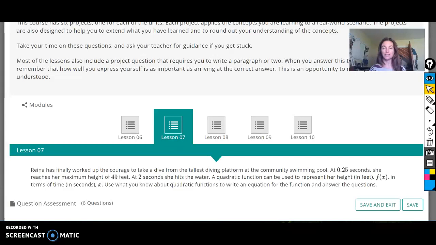Lesson 6 did not have any project questions, but we do have quite a bit to cover in lessons 7 through 10. So I'm going to go ahead and get started with lesson 7 now.